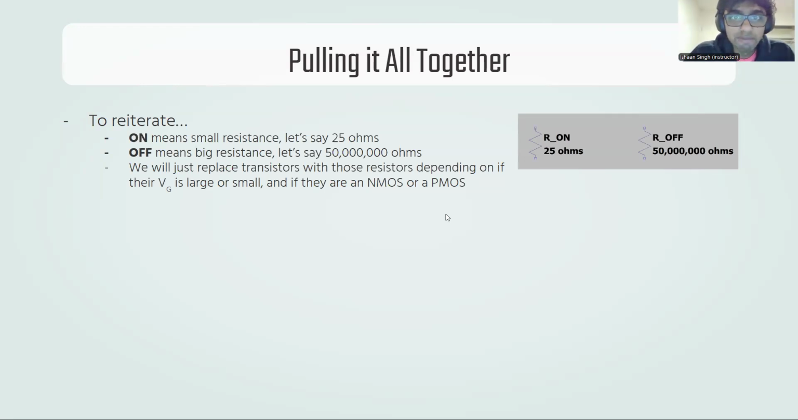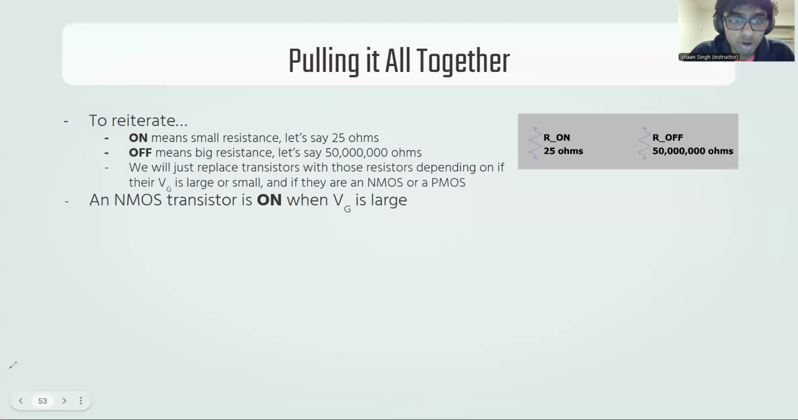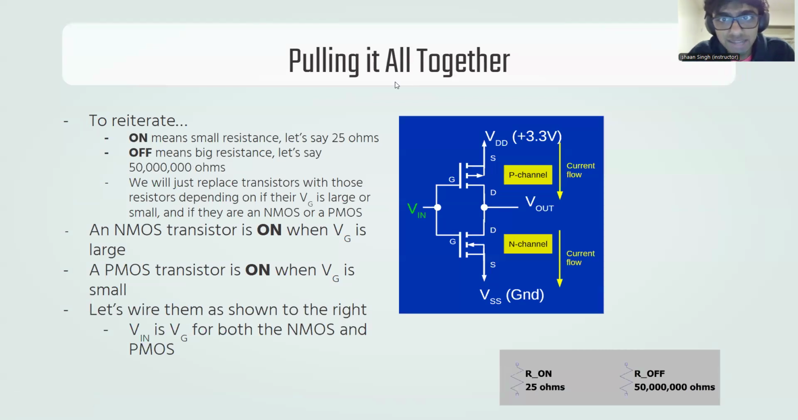So remember, an NMOS transistor is on when VG is large. Okay? A PMOS transistor is on when VG is small. Okay? So now let's connect them like this. Let's make a circuit with these transistors.